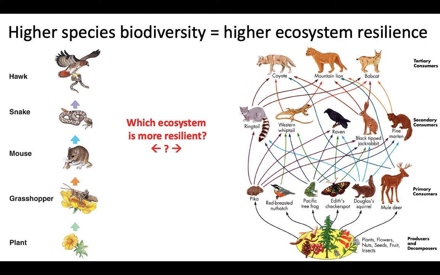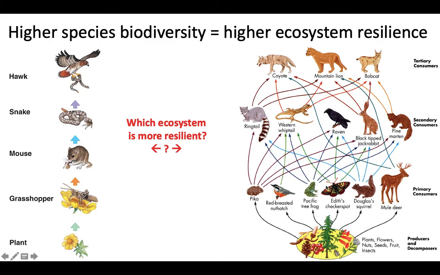And species biodiversity is really important because it's going to increase an ecosystem's ability to, again, respond to different environmental stressors, right? Take a look at this food web, or food chain, and take a look at this food web. If I pull out the snake from this food chain, right, we're going to see a significant trophic cascade, right? The hawk is going to start running out of food, the mouse population will explode, grasshoppers will go down, and as a result, the plant population will explode, right?